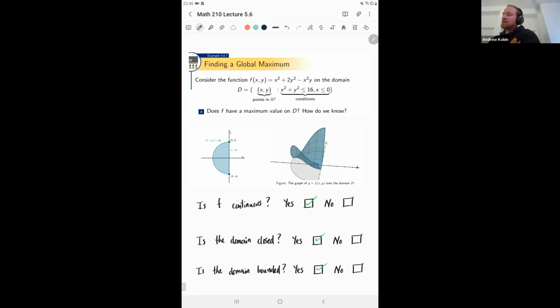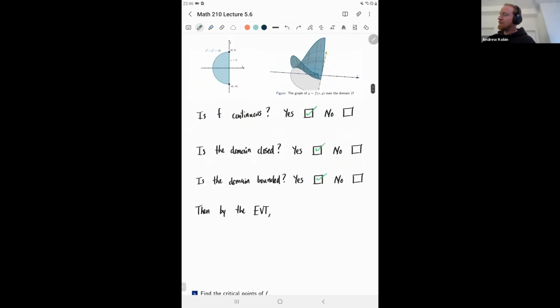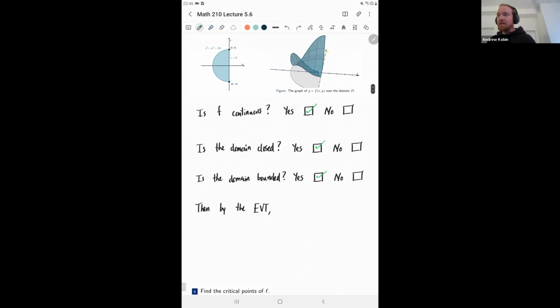And you do that algebraically by picking some conditions that these satisfy. Say that all the points are at most some distance from the origin. And in fact, they're all a distance at most 4 from the origin, because that's exactly what this inequality tells you. So what does that tell us? Well, we have the extreme value theorem for multivariable functions, which says that if f satisfies these 3 conditions, then f has a global maximum somewhere on the domain D. And now we just have to find it.